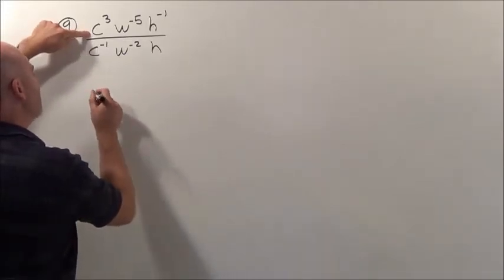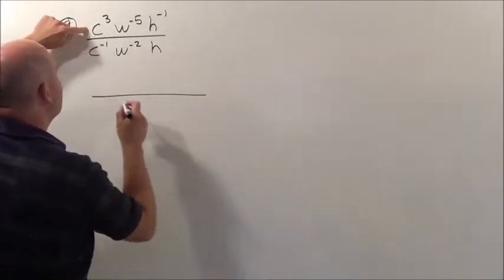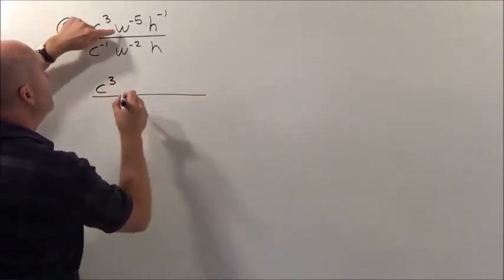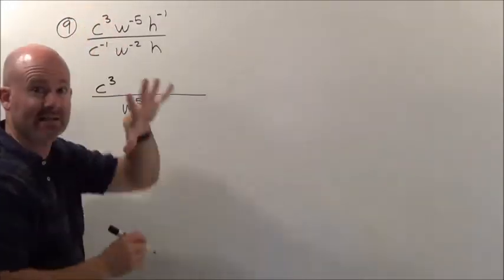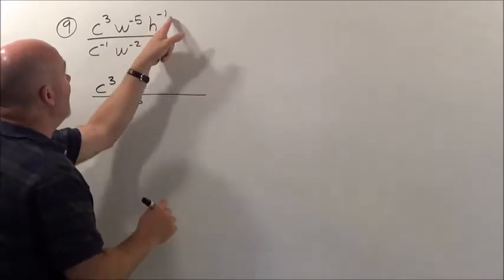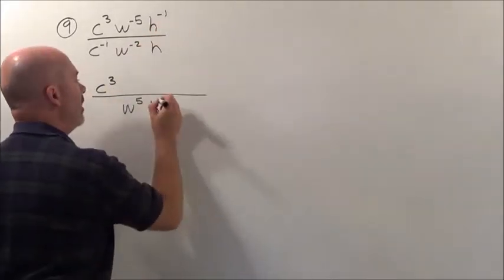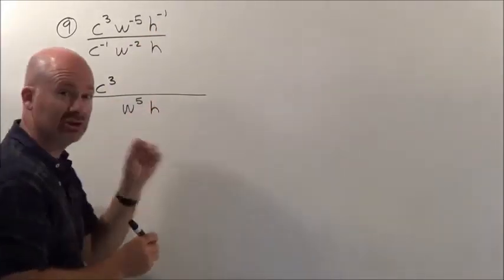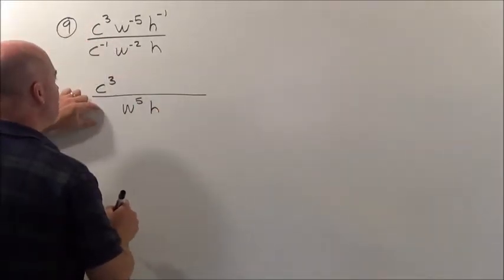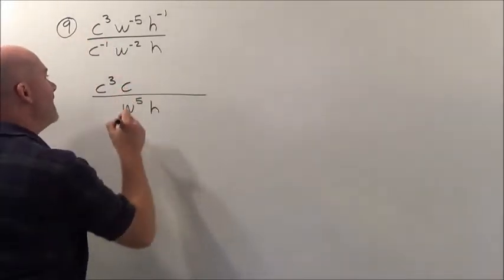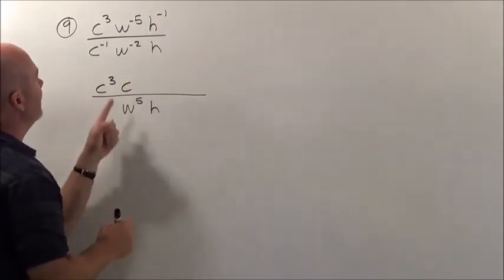C to the third, here's my fraction right here. C to the third is fine, he stays. W to the negative 5, he's going to move down below. Once he moves, I can take the negative sign off of it. H to the negative 1 means it moves below. I'm not going to put a 1 there, it's understood that we only have one of them. I come below. C to the negative 1, it was below, it says, hey, it's got to move up top. Again, it'll be C to the first right there.